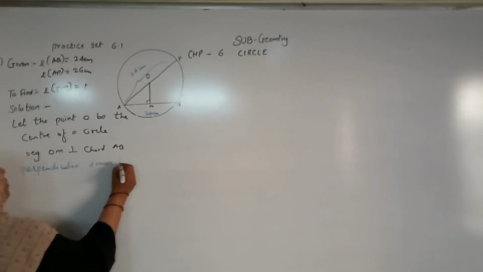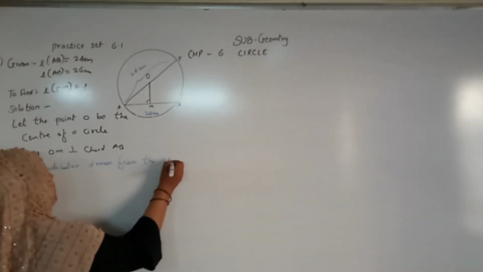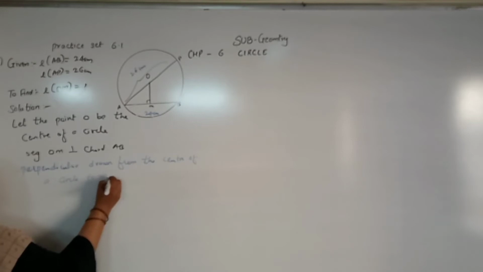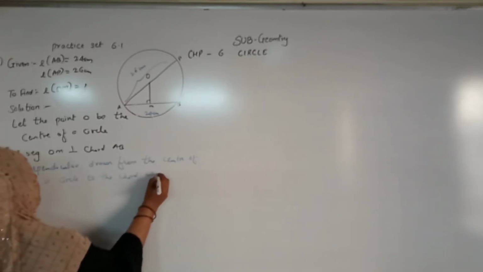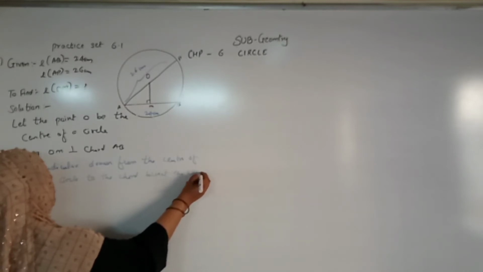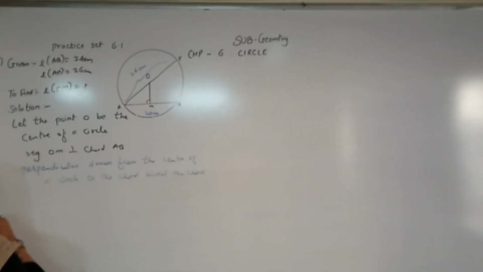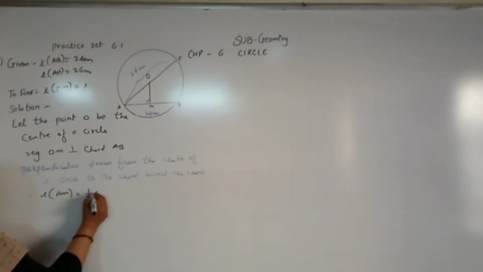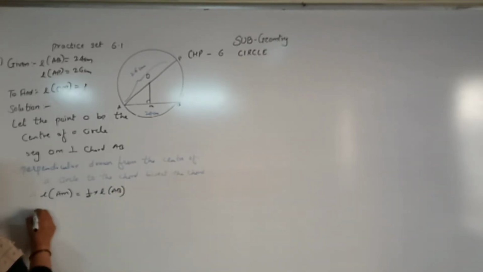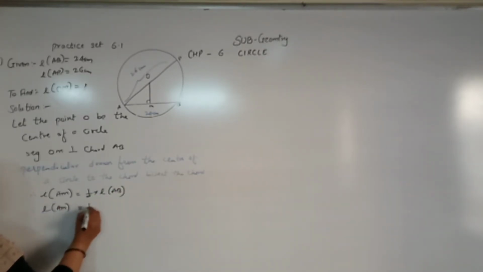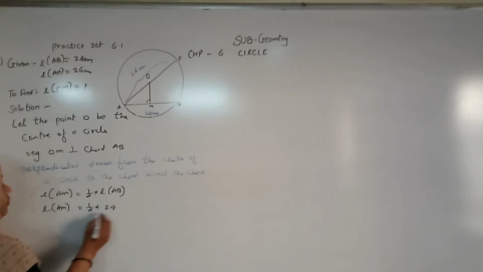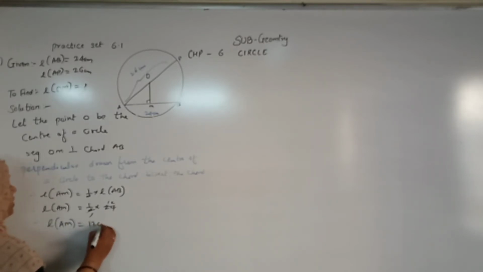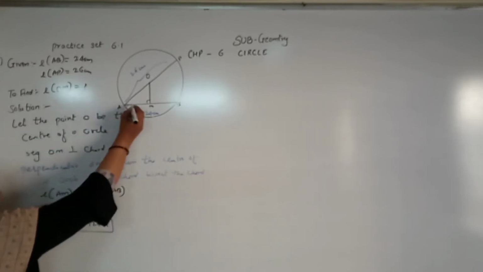Perpendicular drawn from the center of a circle to the chord bisects the chord. Therefore, the length of AM is half of the length of AB, which is half of 24. Two ones are two, two twos are four. So the length of AM I got as 12 centimeter.